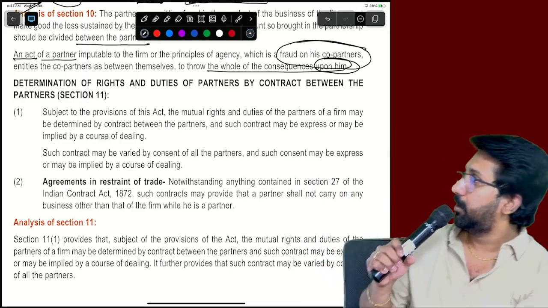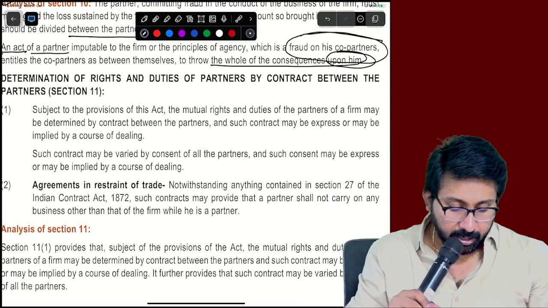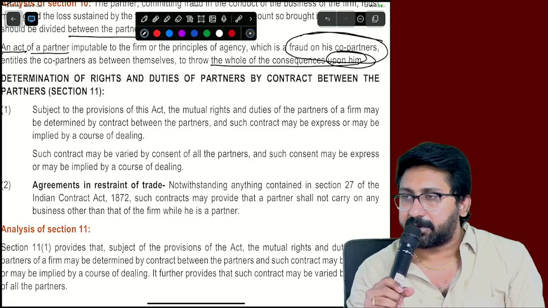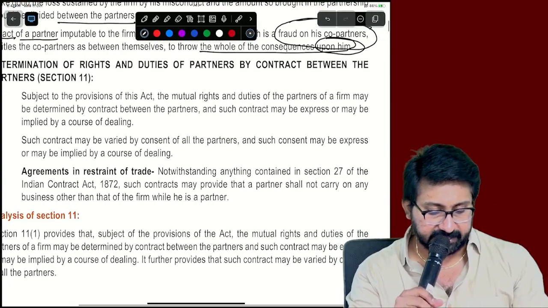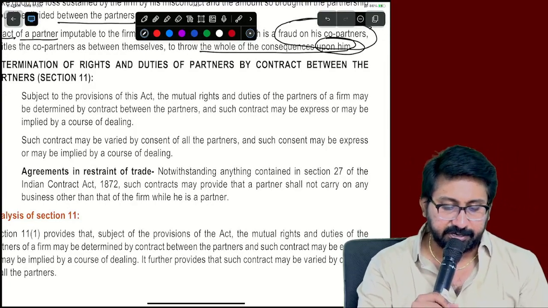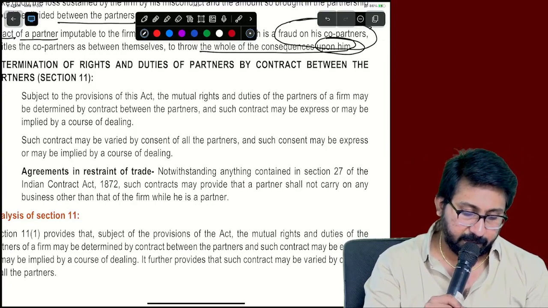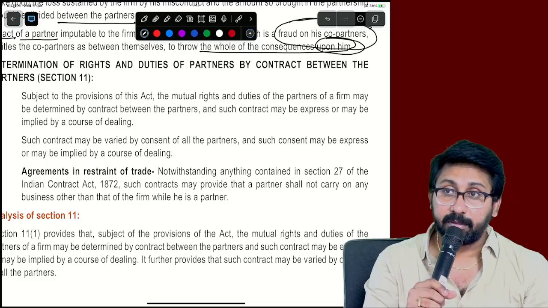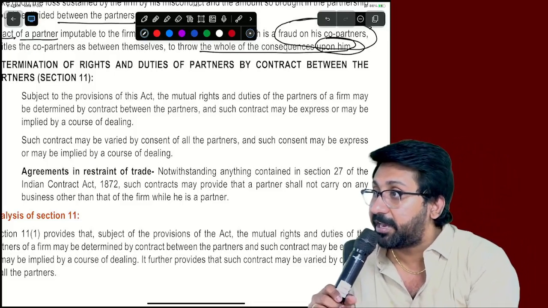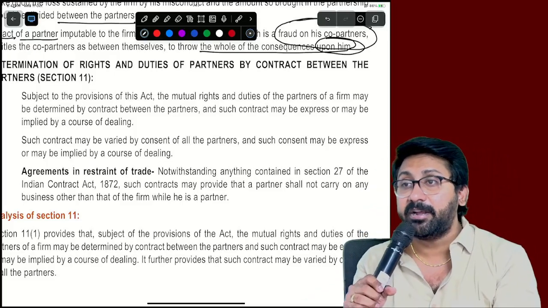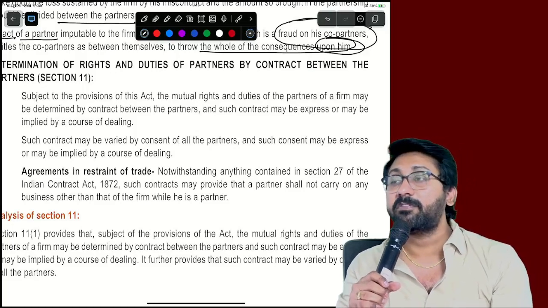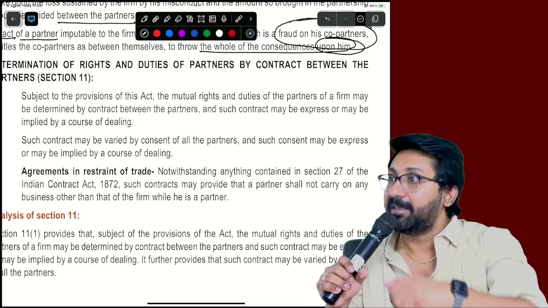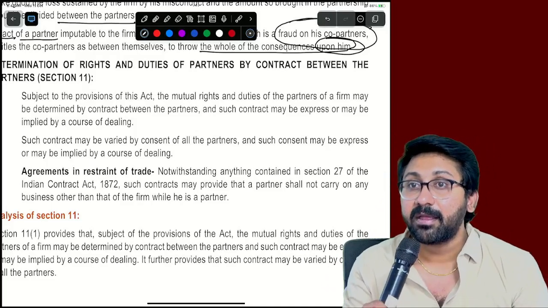Read. Start. Subject to the provisions of this Act, the mutual rights and duties of the partners of a firm may be determined. Stop. It says 'may be'. May be means you may have a deed, you may not have a deed. If you write a deed, the deed will apply. If the deed is not written, what will happen? The Act will apply.